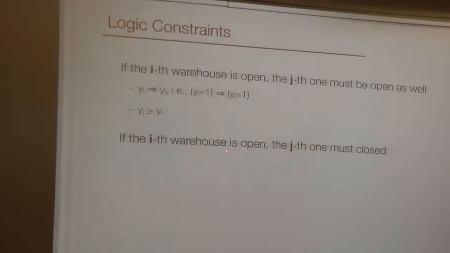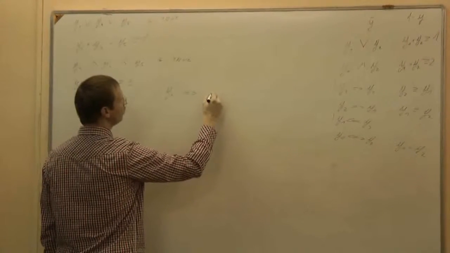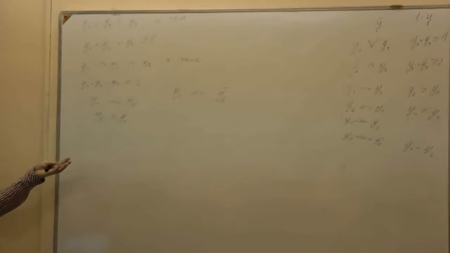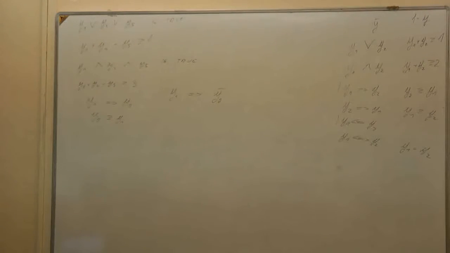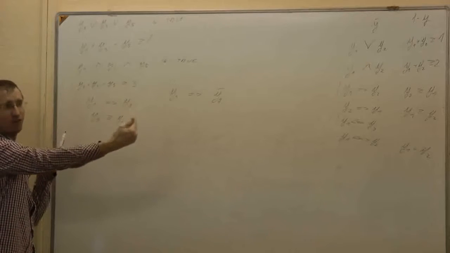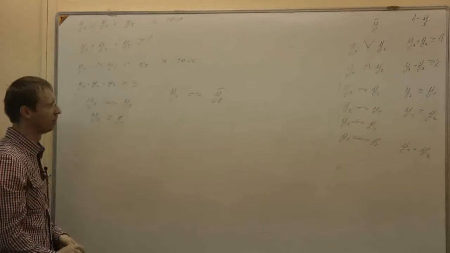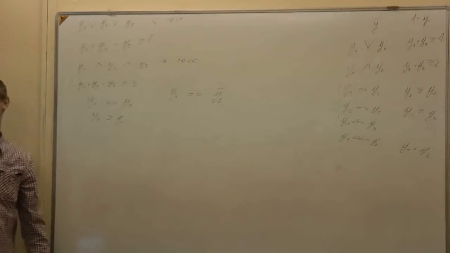If the ith warehouse is open, then the jth must be closed. Okay, so here we are going to combine several things. So first, let's write it in mathematical terms. What we are saying is, if the ith warehouse is open, that should imply that the jth is closed, right? That's what it says. It only says if. It doesn't say only if and only if. If means to the right. Only if means to the left. If and only if means both. Okay? So how can we now write this as a set of inequalities?